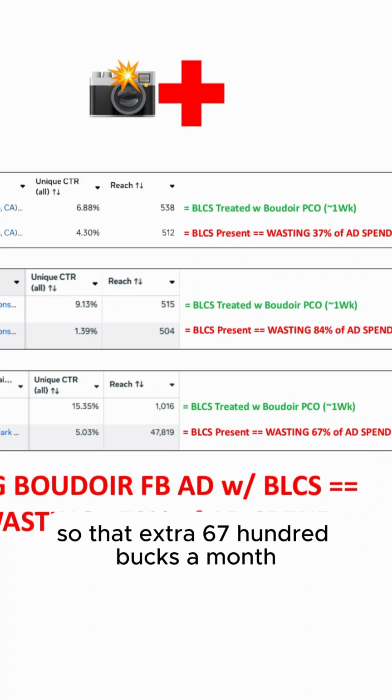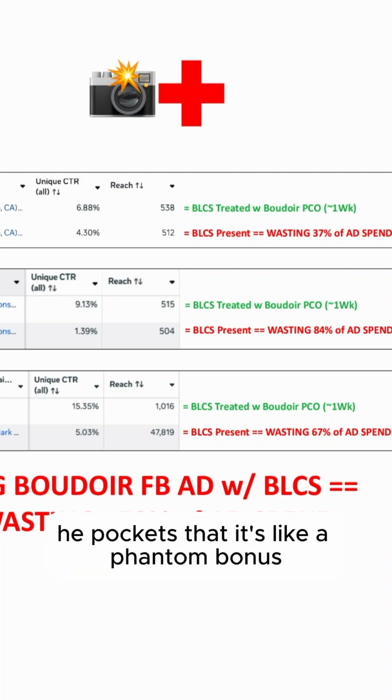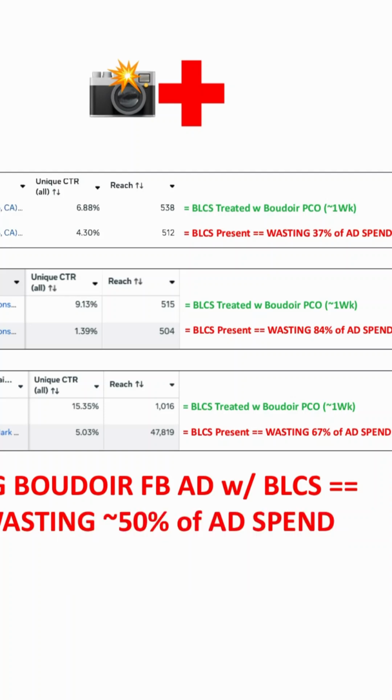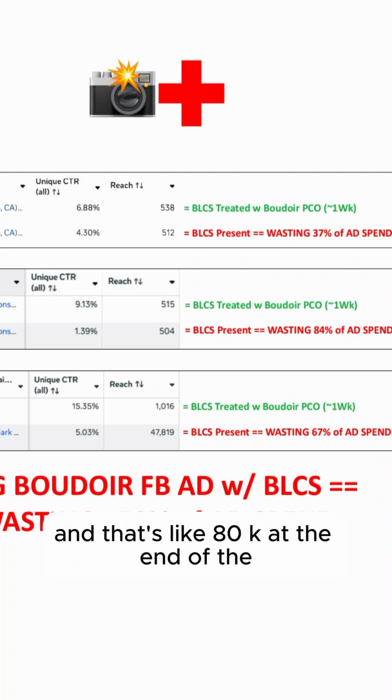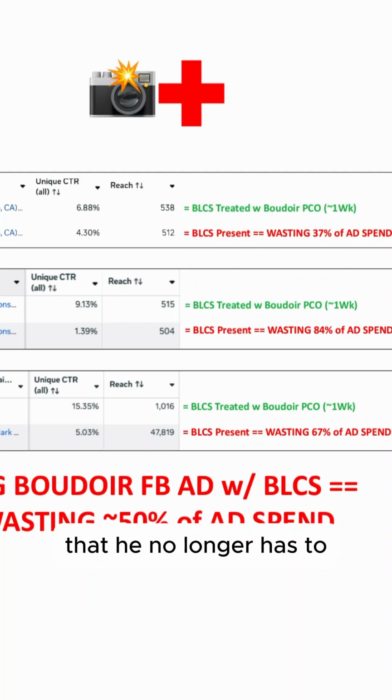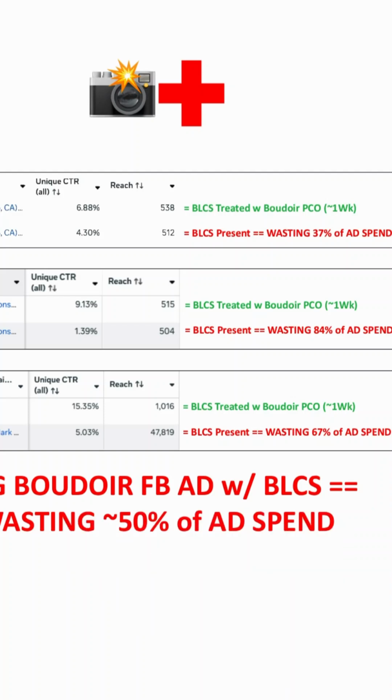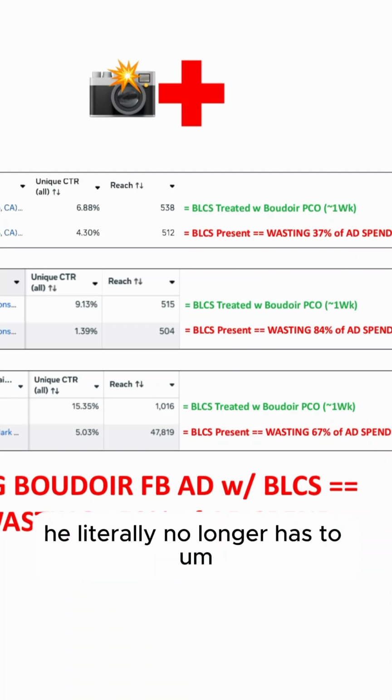So that extra 6,700 bucks a month, he no longer has to spend. He pockets that. It's like a phantom bonus, and that's like 80K in 1 year. In the next 12 months, that he no longer has to. He literally no longer has to.